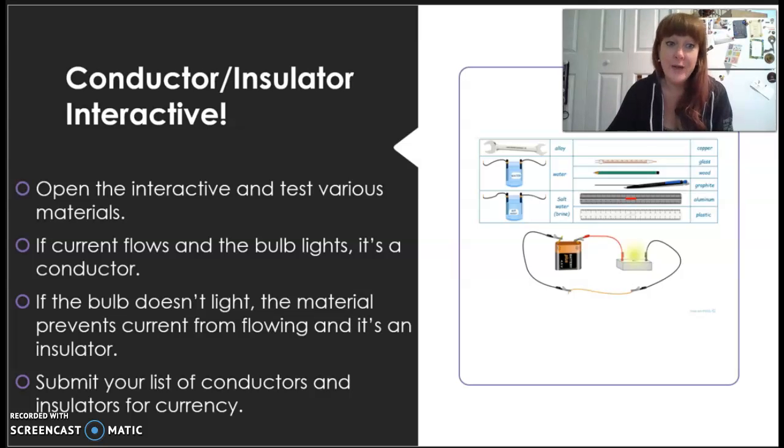All right, so now you are going to complete this conductor and insulator interactive. There's a simulation. It's the next thing on your Canvas module. You are going to open the simulation and go through each of these materials, put them in your circuit, and figure out which ones do conduct electricity and let the light bulb light, and which ones don't conduct electricity, which ones don't work, and then submit that on Canvas.